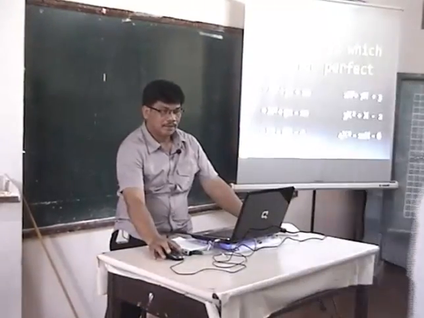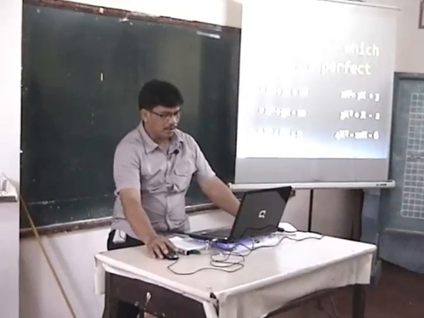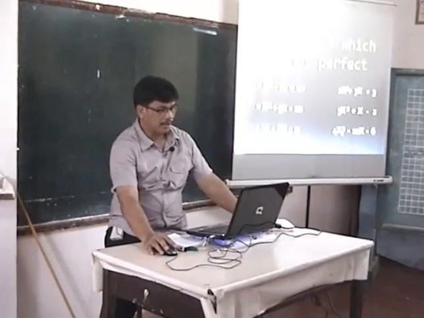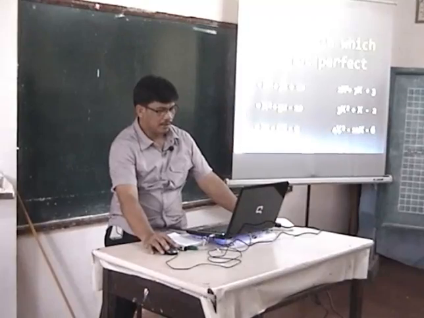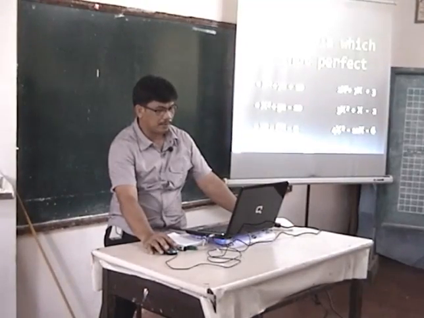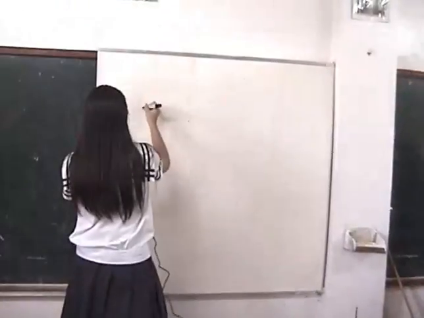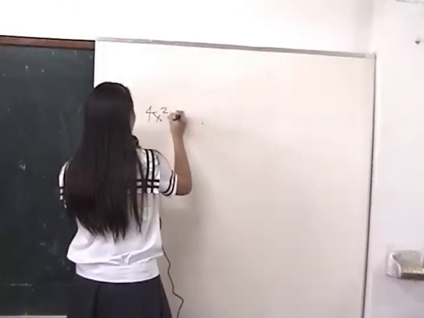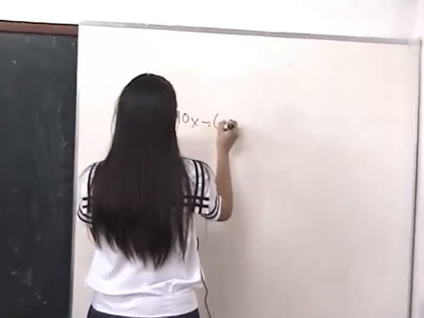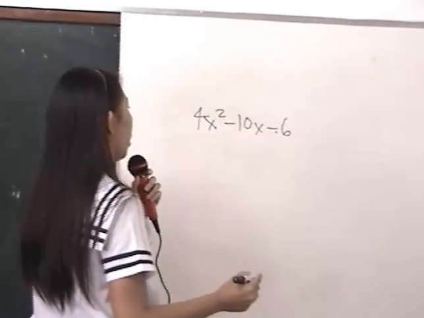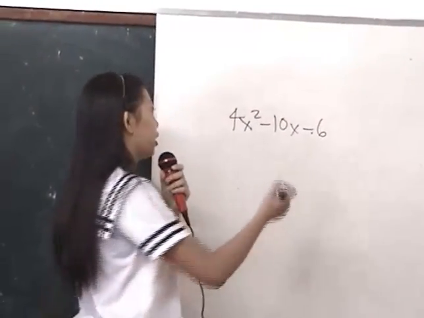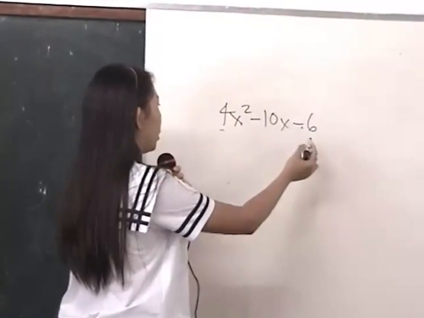Okay, so let us have now the last one, I mean the second to the last one. 4x squared minus 10x minus 6. Who wants to try this? Oh, Melanie? 4x squared minus 10x minus 6. To factor this expression, first get the possible factors of the first term and the last term.